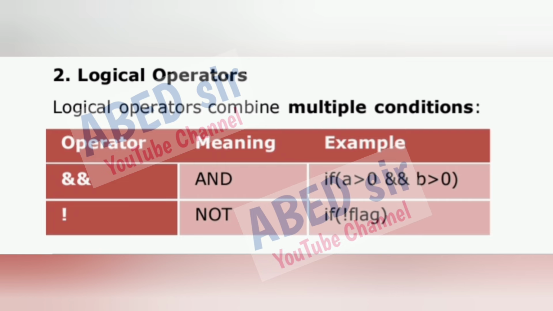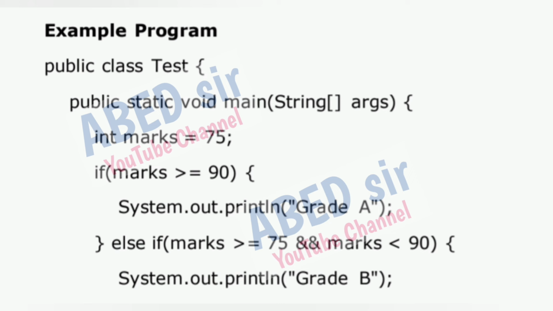2. Logical operators. Logical operators combine multiple conditions. Operator, meaning, example. AND: if a > 0 && b > 0. NOT: if (!flag).